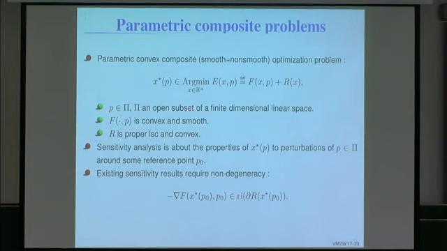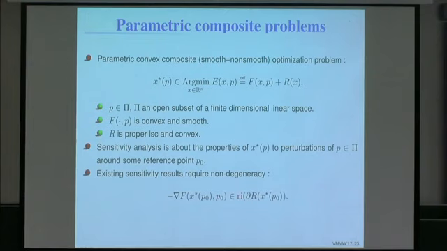P are the parameters, which belong to an open subset of a finite dimensional linear space. And x is my variable of interest. And E is f plus R. So the f is, as before, think about it as data fidelity. It's not the case here, but anyway. And R here is, let's say, your regularization.